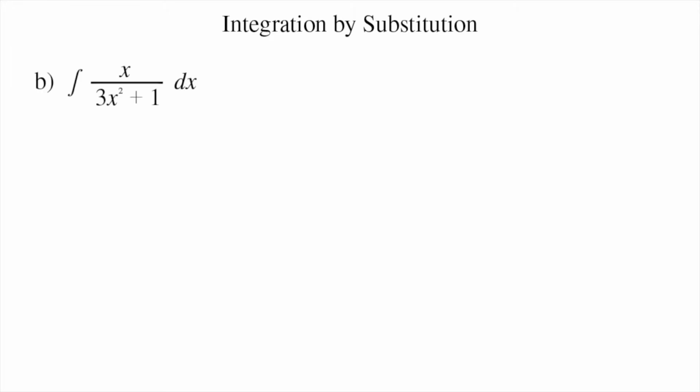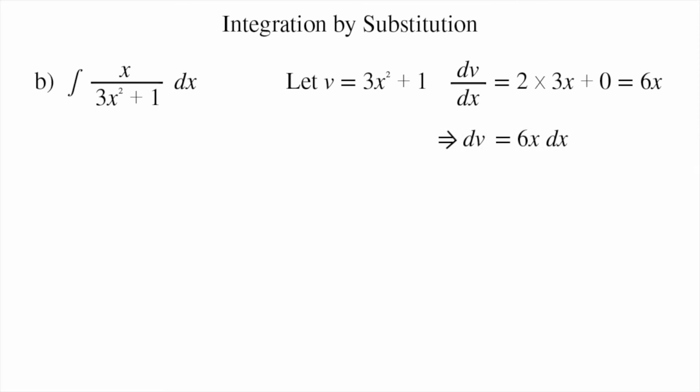This time we're asked to integrate x over 3x squared plus 1 with respect to x. So let's proceed in the same way and let v, our new variable, again equal 3x squared plus 1. Then dv by dx is 2 times 3x plus 0, which is 6x. So we get dv is equal to 6x dx. However, we don't have 6x dx occurring in the original integrand anymore, but we can rearrange slightly to get 1/6 times dv is equal to x times dx.